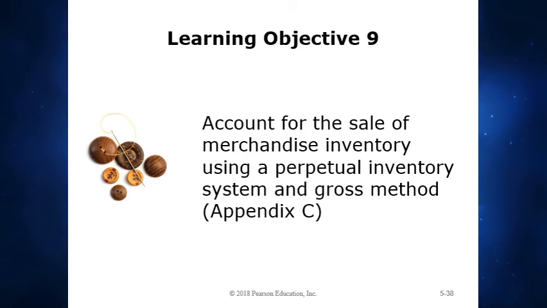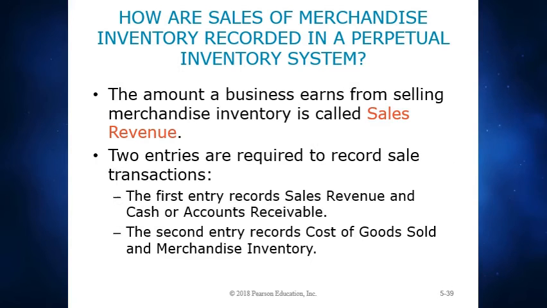Learning objective 9, we're going to account for the sale of merchandise inventory using the perpetual inventory system and gross method. So essentially, what is this? The amount a business earns from selling merchandise inventory is called sales revenue, which we already know, right? There are 2 entries required to record these transactions. The first one is the sales revenue, and then cash or accounts receivable. And the second entry is for the cost of goods sold and the merchandise inventory.